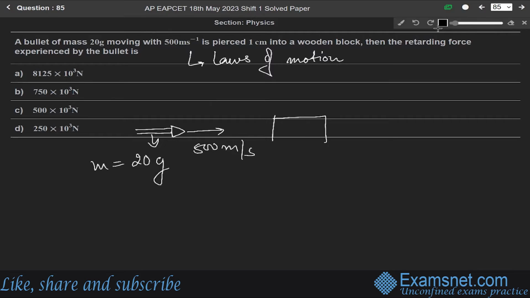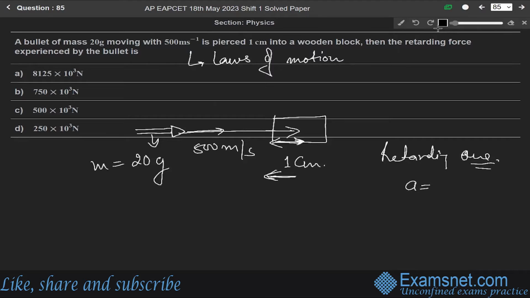Let us say this is a wooden block and a bullet pierces into this wooden block. The distance traveled inside the wooden block is 1 centimeter. We have to find the retarding force experienced by the bullet. Since the force is a retarding one, the acceleration will be taken negative for such types of questions.